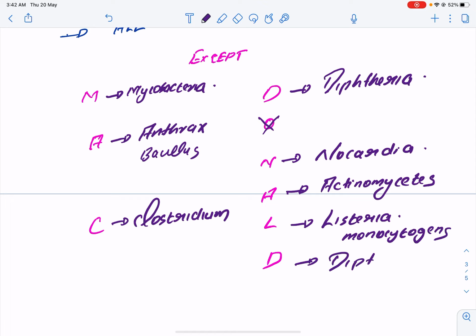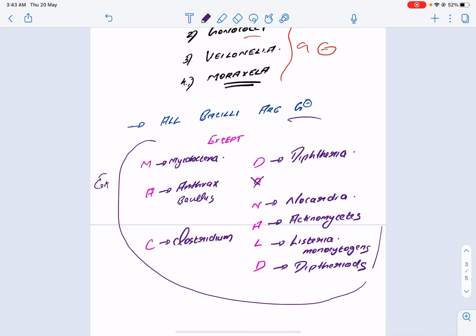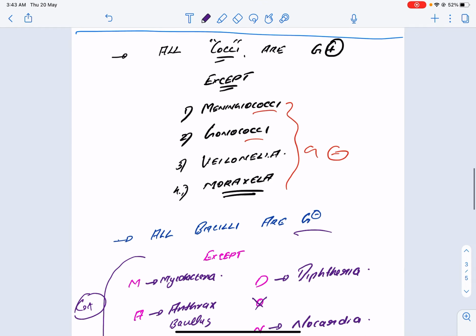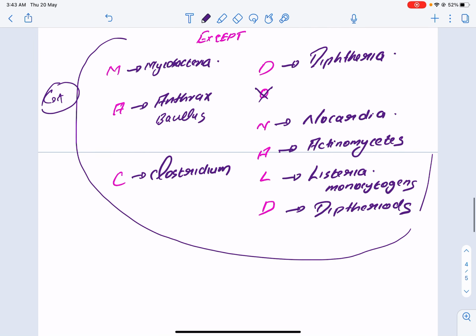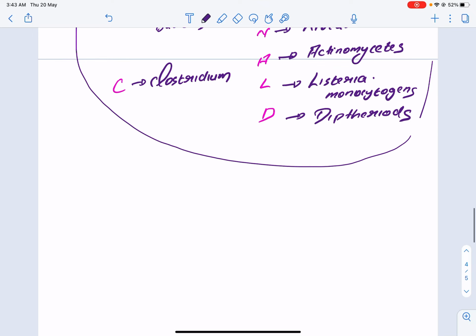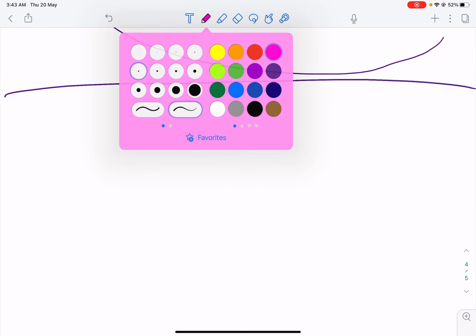We will come to each bacteria soon. But remember, all the bacilli are gram negative except all these, and they are gram positive. Similarly, all cocci are gram positive except these, they are gram negative. Hope everyone got the point. So we talked about two stainings mainly now, gram staining as well as Ziehl-Neelsen.